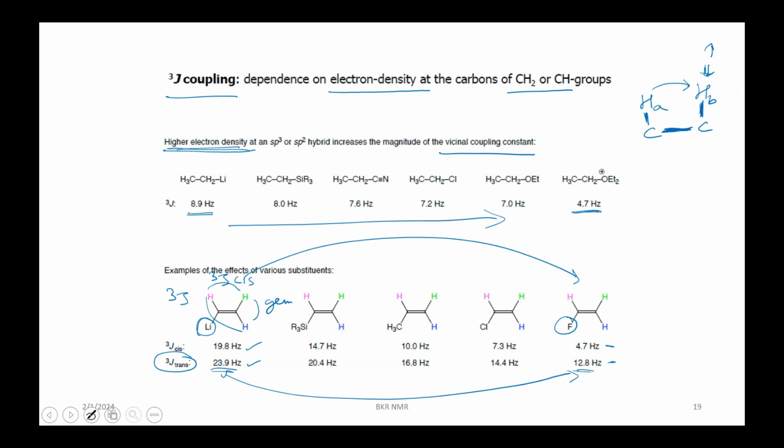Why is this happening? Because along with the dihedral angle, I should also concentrate on the electron density around the coupling partners. Hope you have understood this concept very clearly.